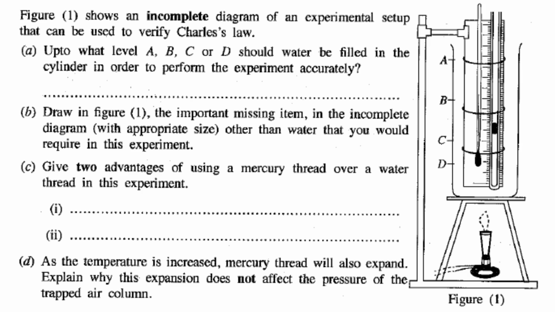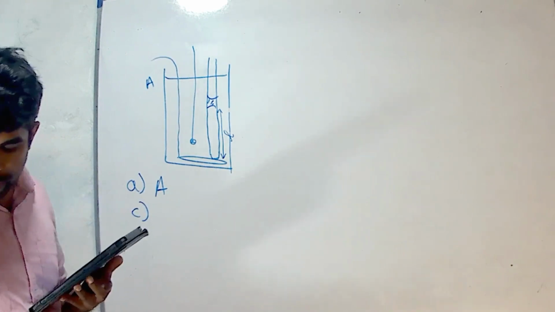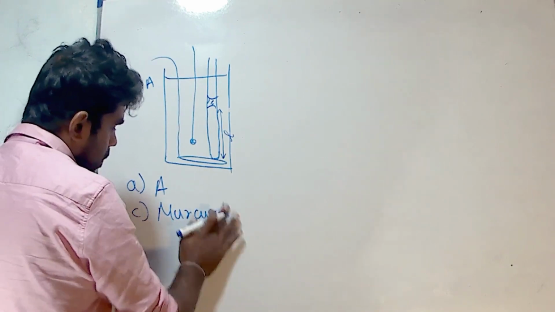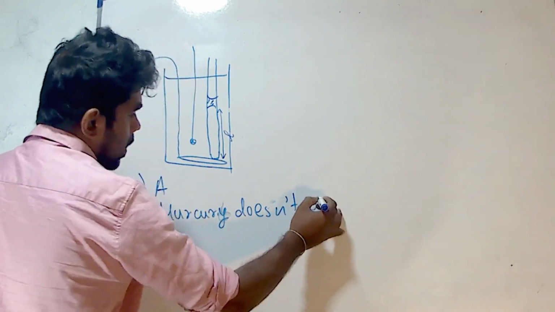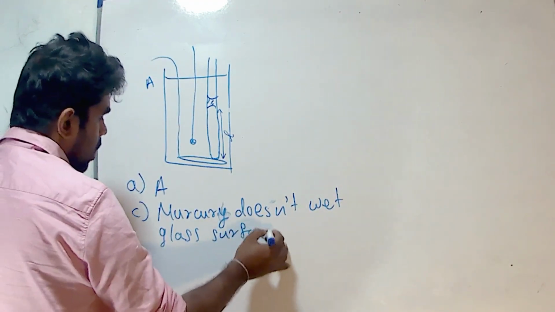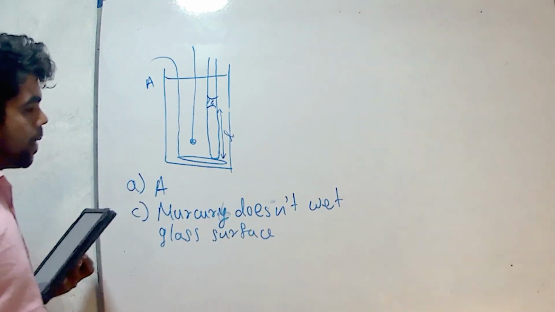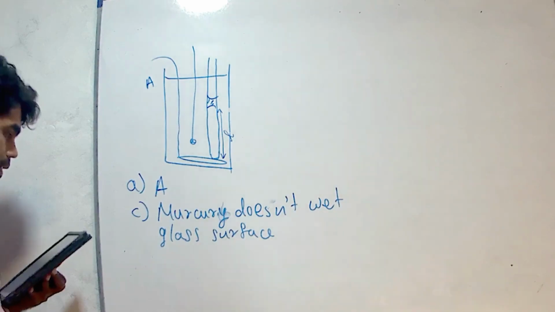Part C. Give 2 advantages of using a mercury thread over a water thread in this experiment. First advantage is mercury does not wet the glass surface. It means when increasing temperature, it is moving immediately and without wetting the glass surface.